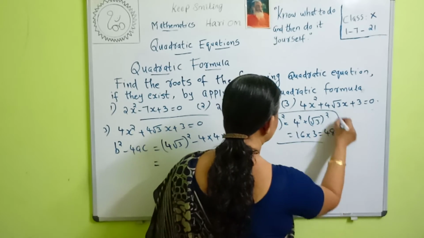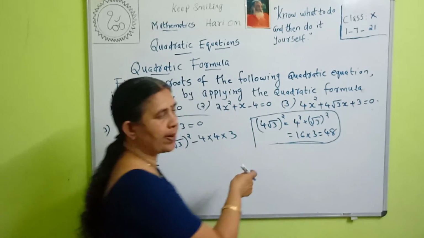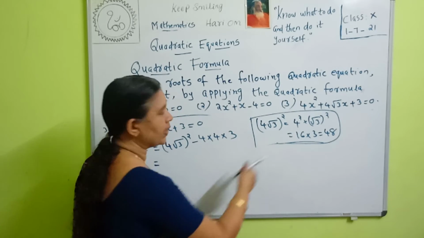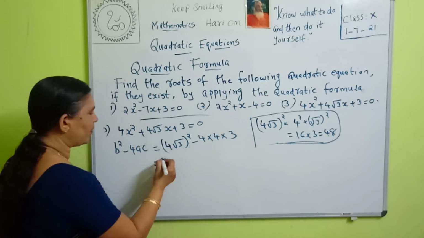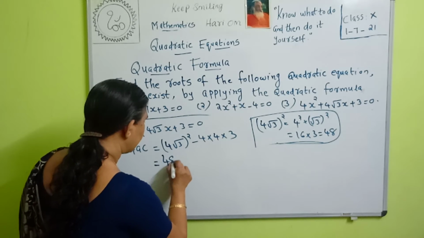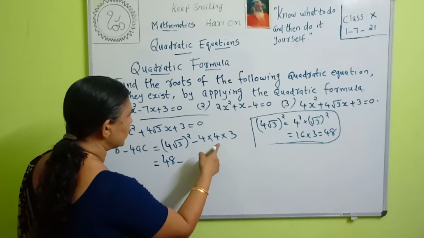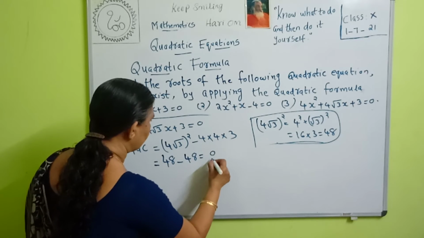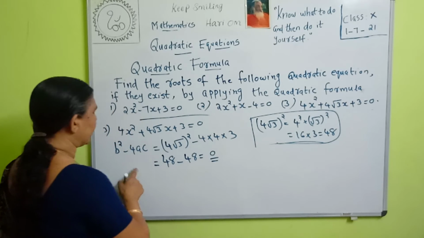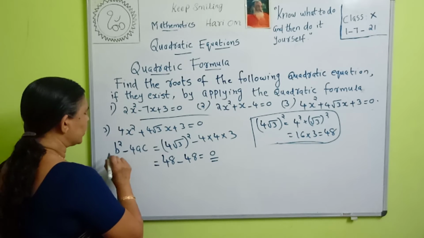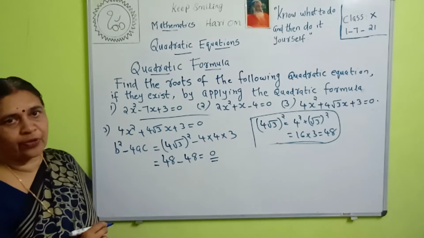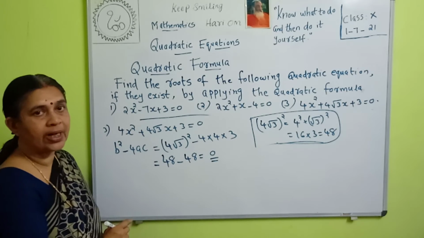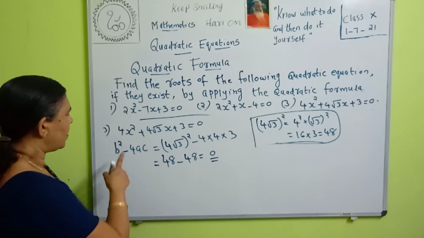Therefore it is equal to 48 minus 4 into 4 into 3. 16 into 3 is 48. 48 minus 48 is equal to 0. Here b square minus 4ac is equal to 0. Then what is the nature of roots? If b square minus 4ac is equal to 0, the equation has two equal roots.